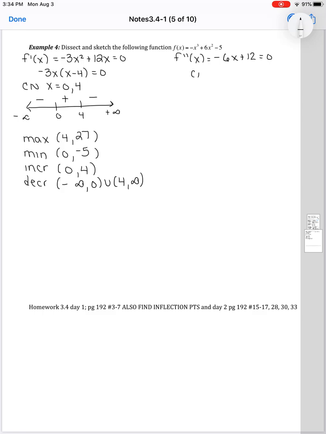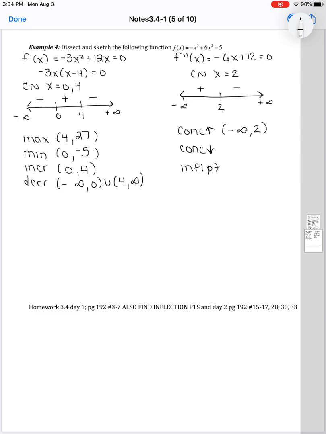Now I'm going to repeat the process, but with second derivative. So my second derivative would be negative 6x plus 12. Set that equal to 0, and I get a critical number of 2. I take that 2 and I put that on a number line. And remember, second derivative tells me 3 things: concave up, concave down, and my inflection points.